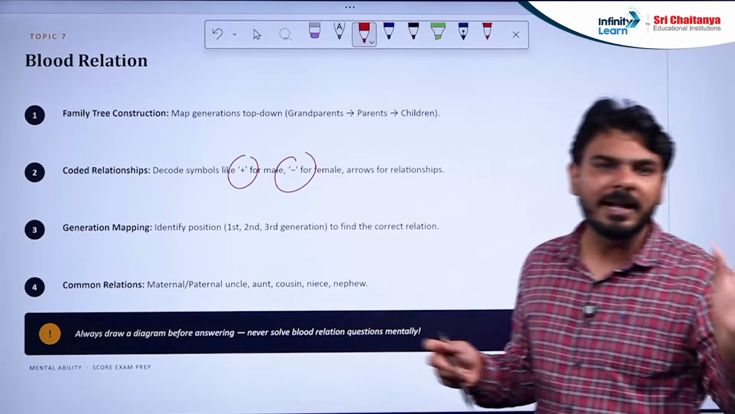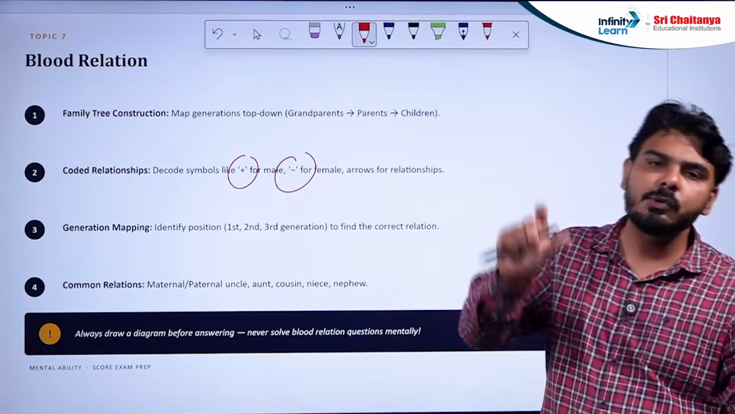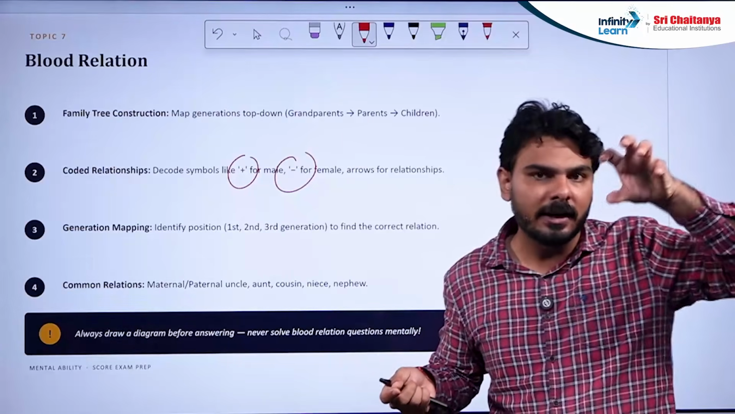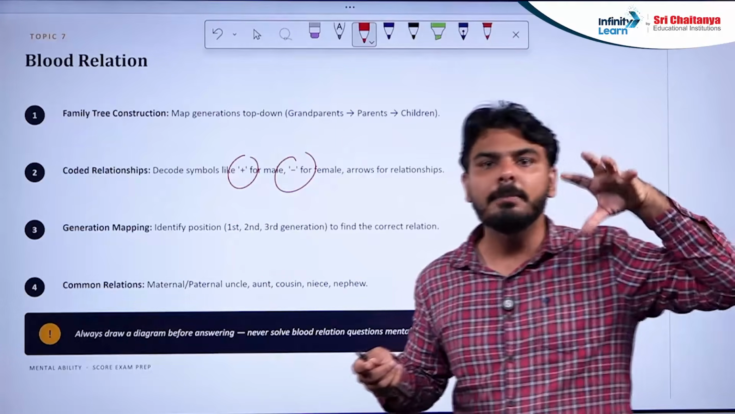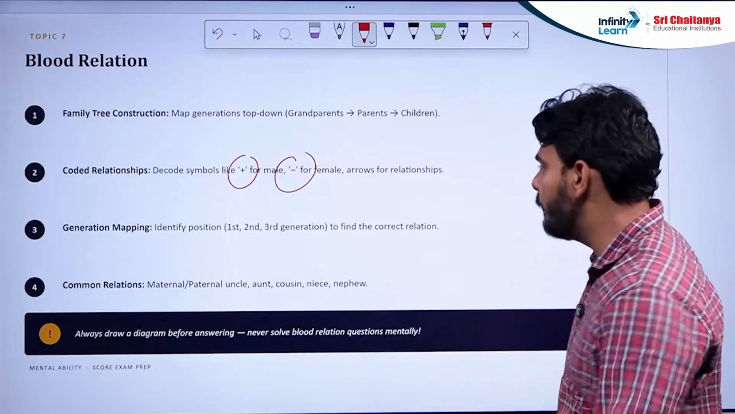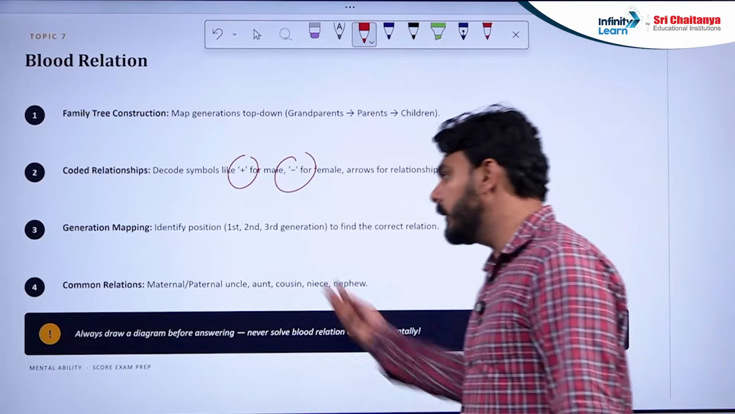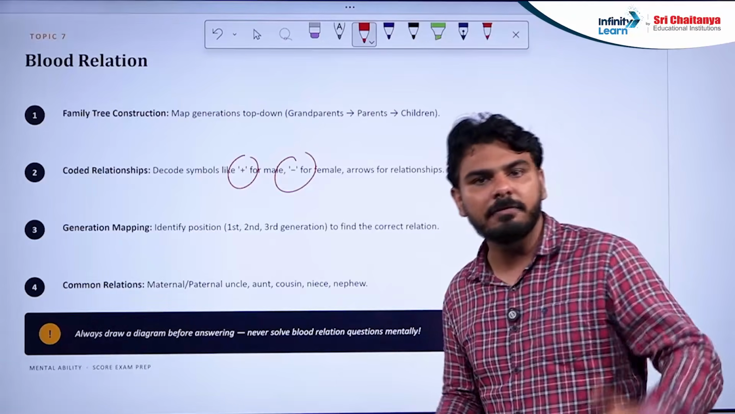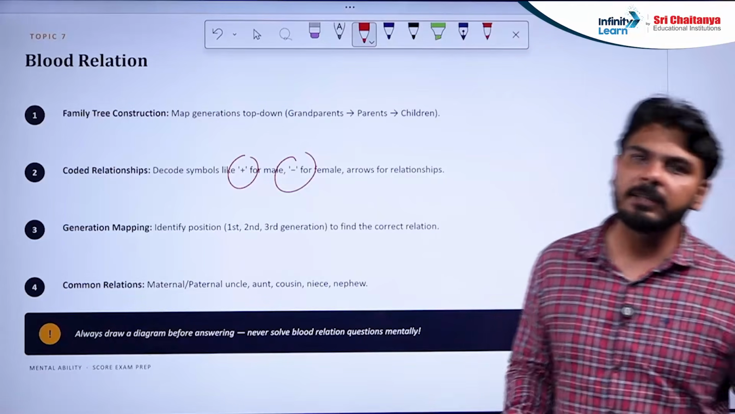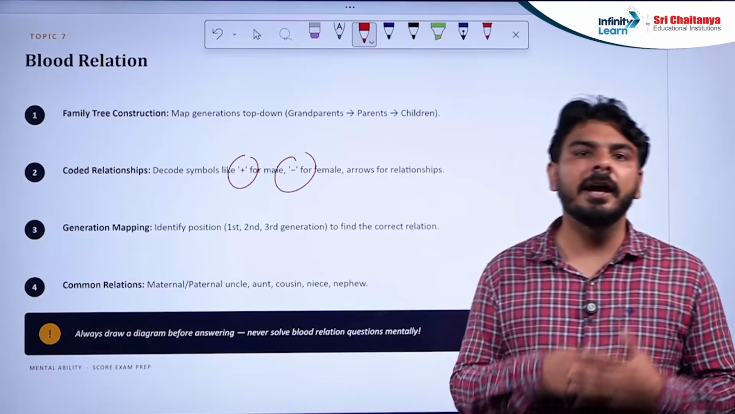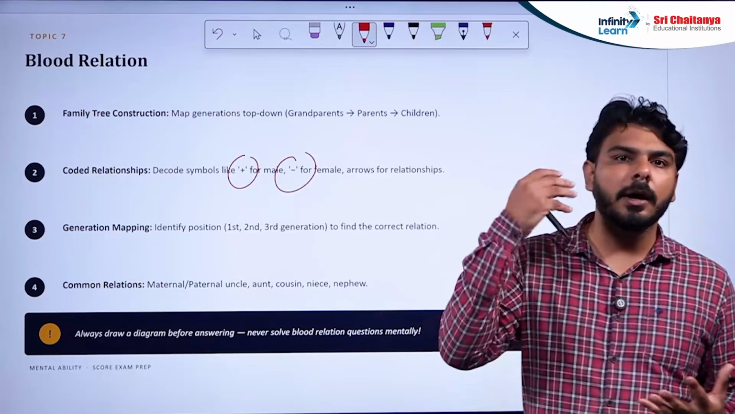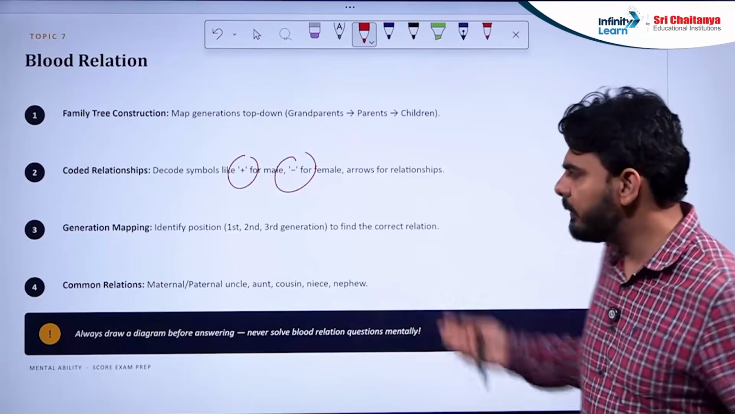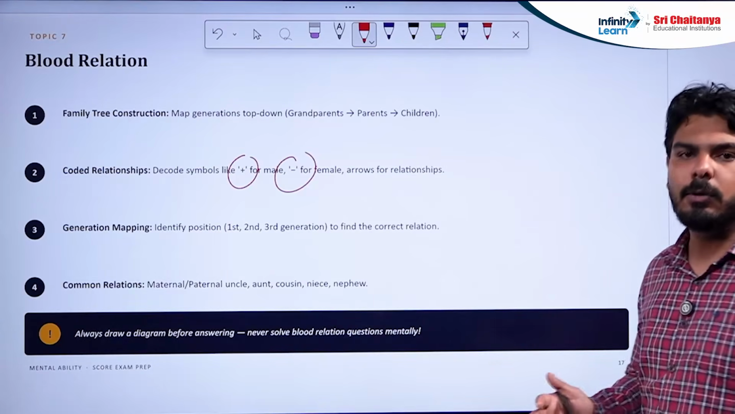If you want males to be negative, you can do it. If you want the females to be positive, you can do that also. But you have to stick with that decision whenever you are solving any blood relation question. This is the only thing you have to keep in mind. We will be studying maternal relationships, paternal relationships, grandfather, grandmother, paternal grandfather, paternal grandmother, cousin, nephew, niece, brother-in-law, sister-in-law. All of these relations will be coming in this chapter. In detail, we will also be doing difficult questions.